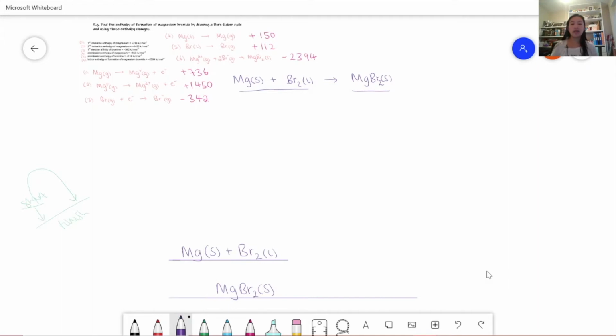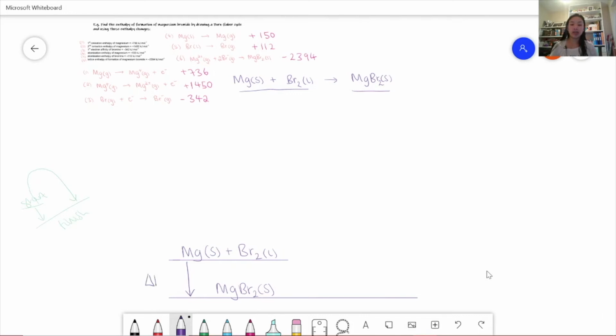And so to get from this magnesium solid and bromine liquid to the magnesium bromide, it's an exothermic reaction. We know that because when we form bonds, energy is released. So that arrow goes down, and that's the value we're trying to find.